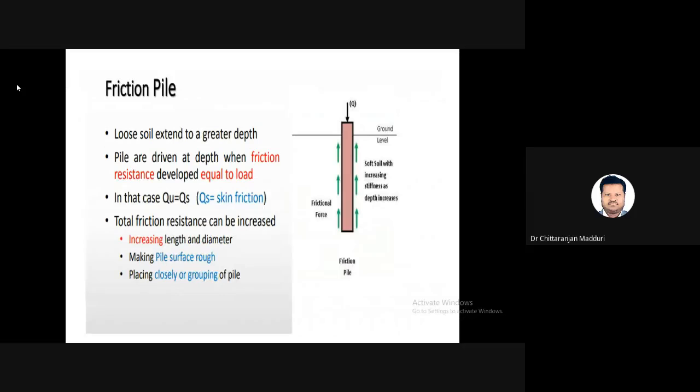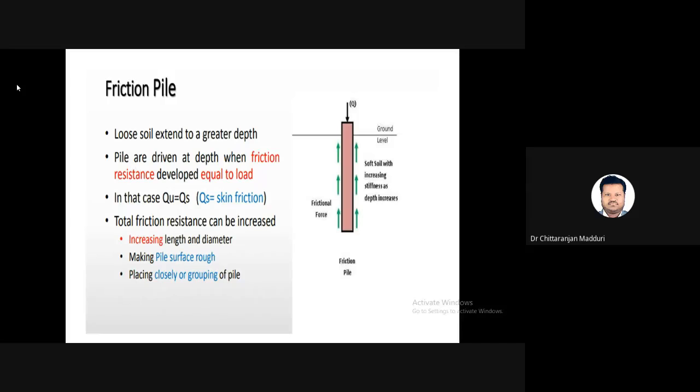So friction piles. Friction pile means the entire load is taken by the friction between soil and pile. When a weak stratum or compressible stratum exists to a large depth, it is not economical to extend the pile up to that depth. So piles are embedded only a short length in the soil mass. In this case, the load applied on the pile is taken only by skin friction between the soil and the pile. This situation exists in the case of loose soil extending to a greater depth.